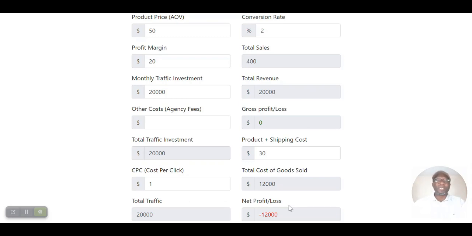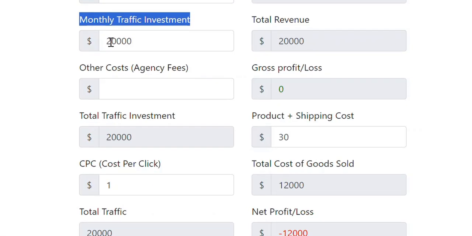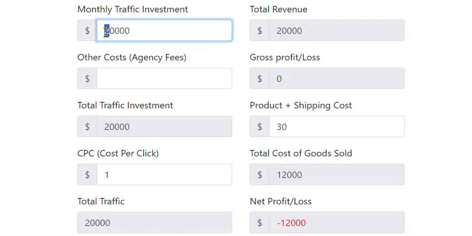Now, what many businesses will do at this stage is they will buy more traffic. They will say, oh, we made a loss this month, so let's go ahead and buy more traffic. They spend $30,000 the next month. Because they spend $30,000, you see, their loss has increased from $12,000 to $18,000.